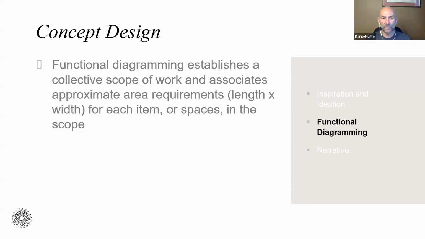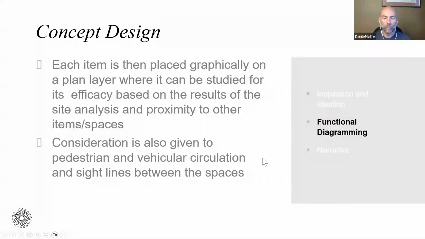So the first step is for us to prepare a list of functions that correlate to the program statement, right? We're going to talk about that. I'm going to walk you through an exercise and how that works. So once we've established that list, then each of those items is going to be graphically placed on a functional diagram layer and studied for its efficiency or its efficacy based on the results of our site analysis and their proximity to one another.